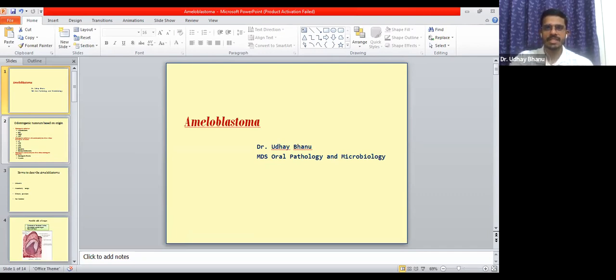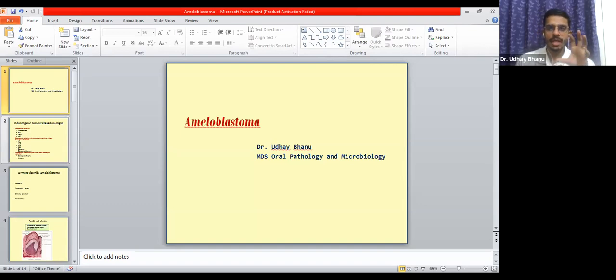What are the remnants of the dental lamina called? The cell rests of Serres. Yes, the cell rests of Serres. Okay, so those can be a source for the ameloblastoma. Then also the developing enamel organ and even the basal cell layer of the oral epithelium can act as possible sources for the neoplastic epithelial cells.